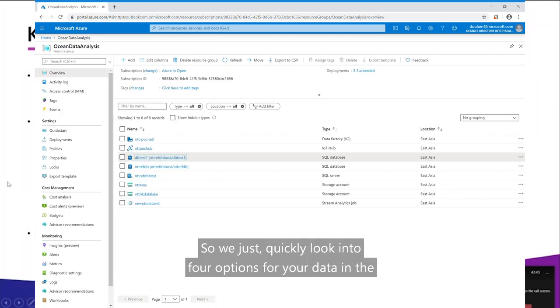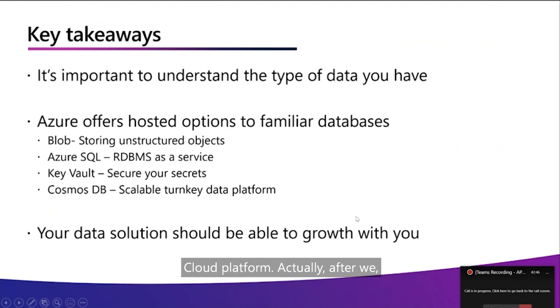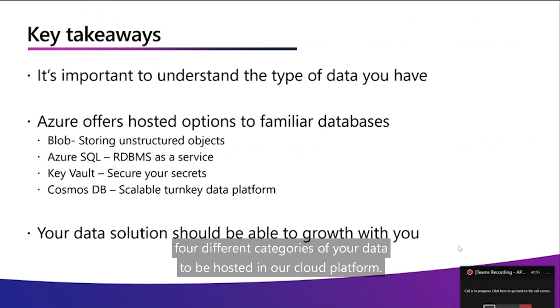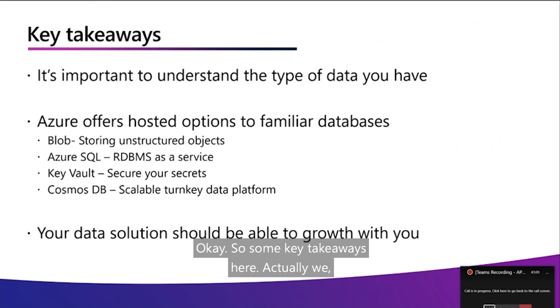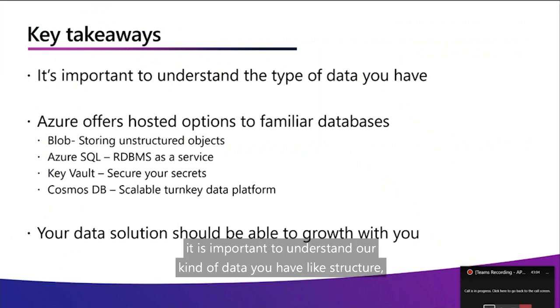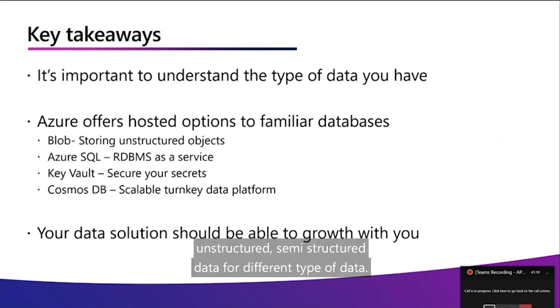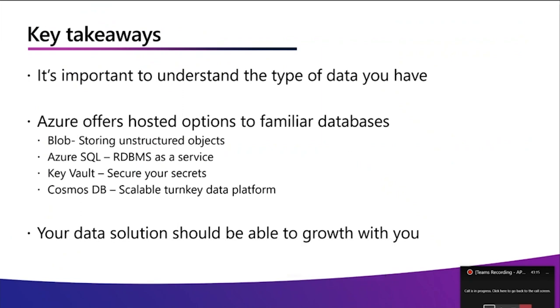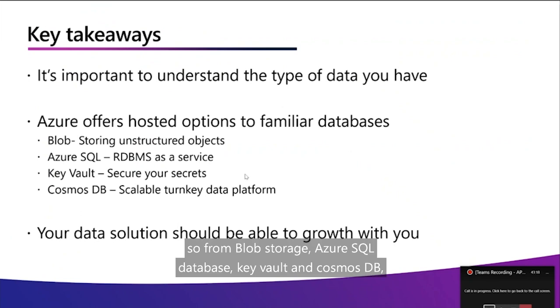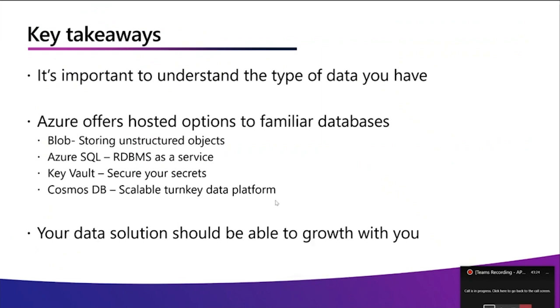So we just quickly looked into four options for your data in the cloud platform. Actually, we are providing four different options for different categories of your data to be hosted in our cloud platform. Okay. So some key takeaways here. It's important to understand the kind of data you have, like structured, unstructured, semi-structured data. For different types of data, we have different ways to handle it, just like the options I shared before. From Blob Storage, Azure SQL Database, Key Vault, and Cosmos DB, I believe we must have a solution which is suitable for you.